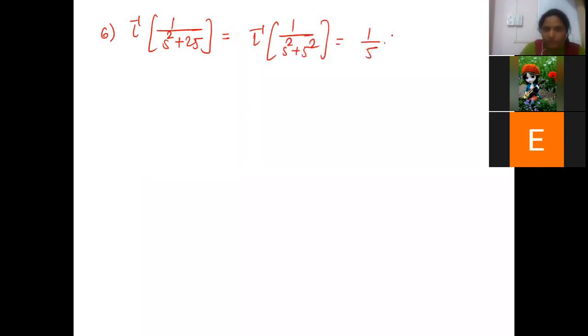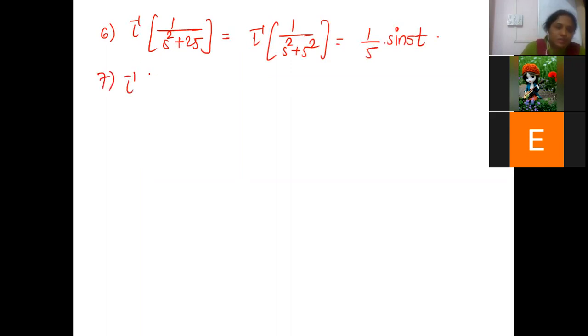Next, number 6. Laplace inverse of 1 upon s square plus 25. 1 upon 5 sin 5t. Correct. It is Laplace inverse of 1 upon s square plus 5 square. a is 5, so 1 upon 5 sin 5t.